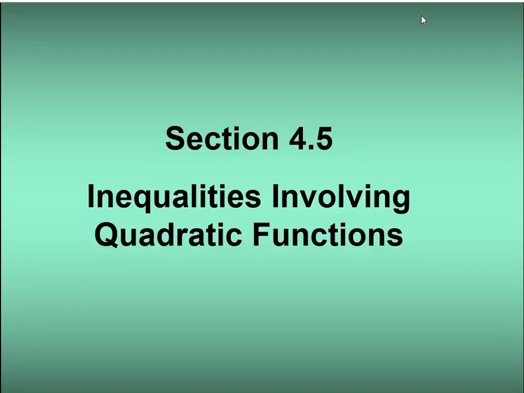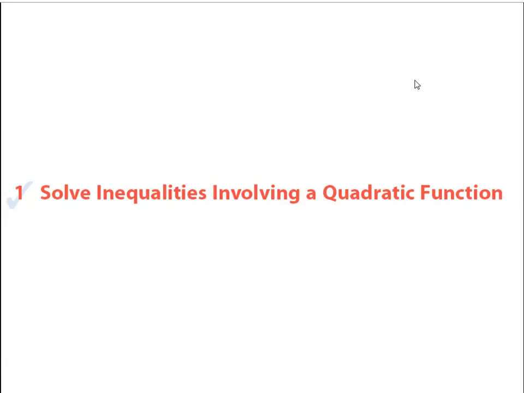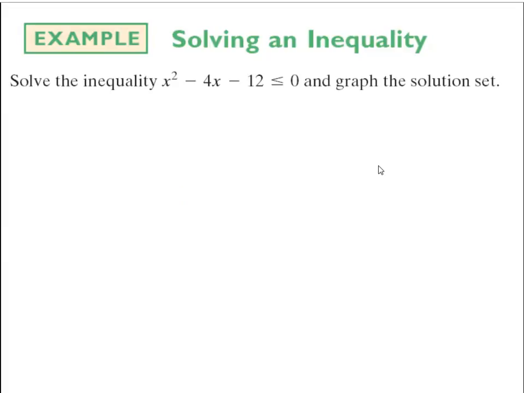What I mean by that is, let's take a look at this first example, where it says, solve the inequality x squared minus 4x minus 12 less than or equal to 0. And then we're going to graph the solution set.